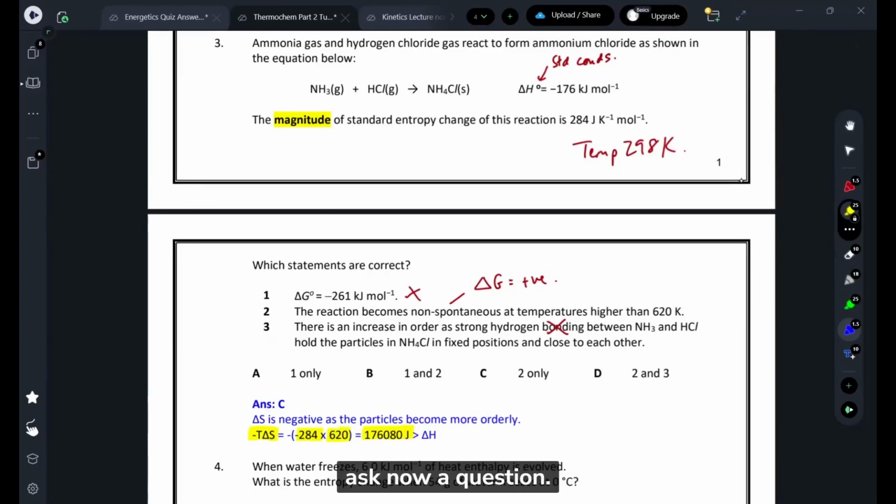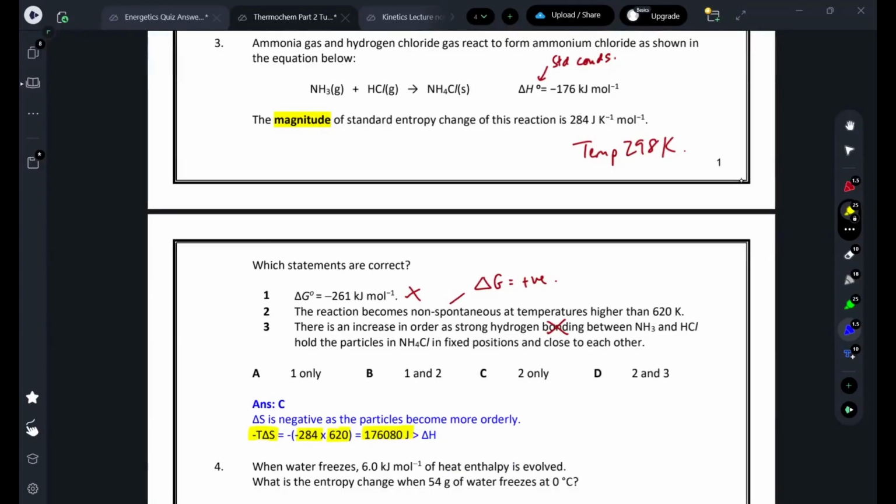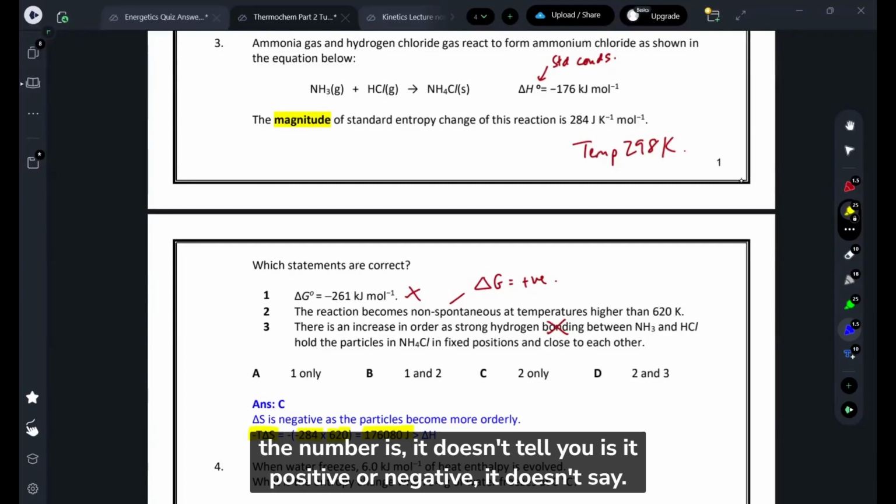Vinay, your face looks like you want to ask some question. This one negative. This one is positive. It's not positive. I understand what you're saying, finally. So they say the magnitude of this entropy change is 284, right? 284 is not a positive term here. What do you understand by magnitude? It is how big or small the number is. It doesn't tell you whether it is positive or negative.